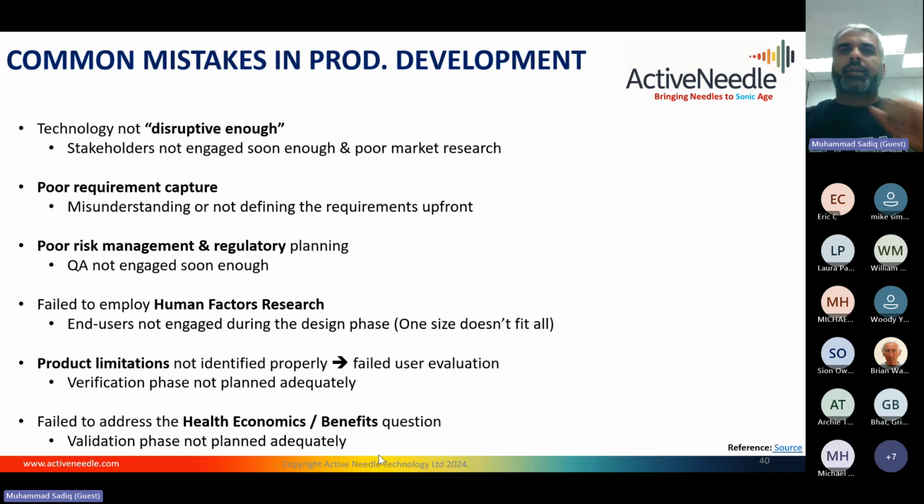And that's why I stressed a lot at the beginning that you try and capture even the smallest of the requirements, as many requirements as possible, so that you don't end up missing out some of the key requirements. Poor risk management and regulatory planning. QA not engaged soon enough. Again, as I said, it's not a one-person job. There are people dedicated who have the experience of quality assurance. You have to involve them early on.